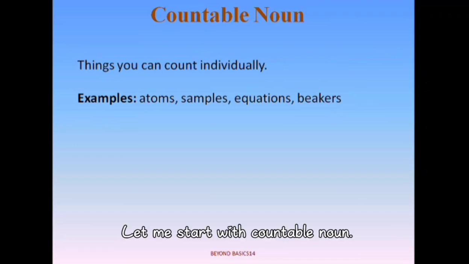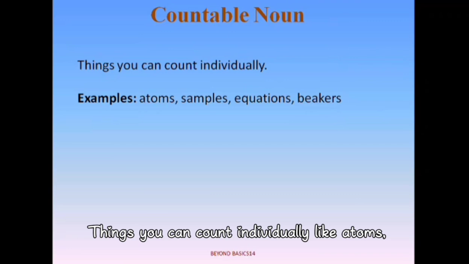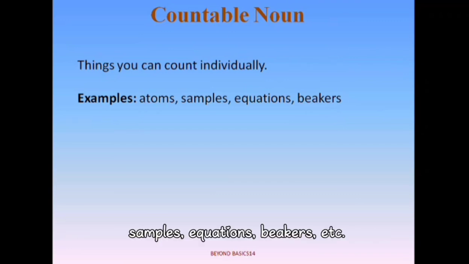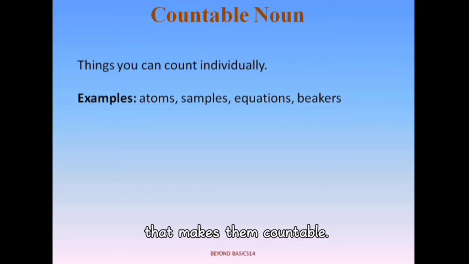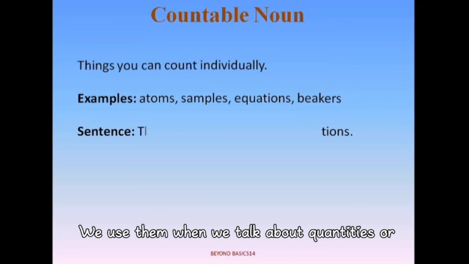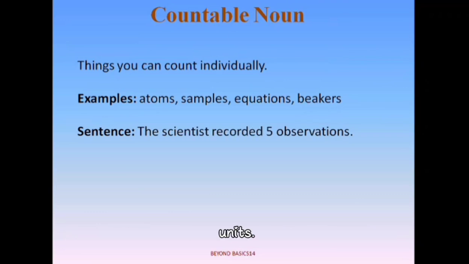Let me start with countable nouns. Things you can count individually, like atoms, samples, equations, beakers, etc. You can say one atom, two atoms, three atoms. That makes them countable. We use them when we talk about quantities or units.